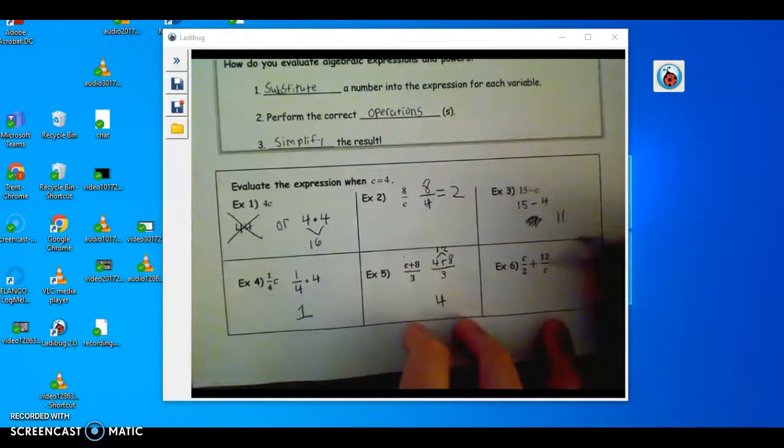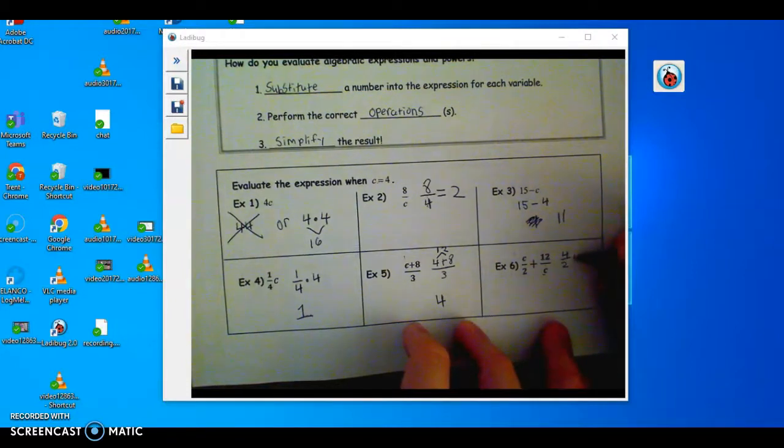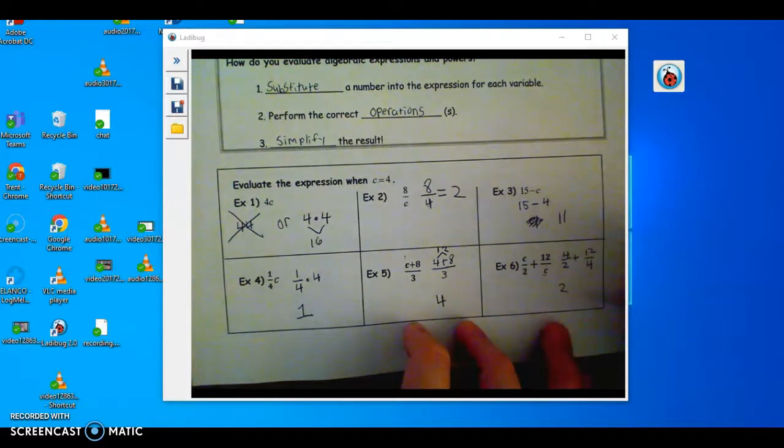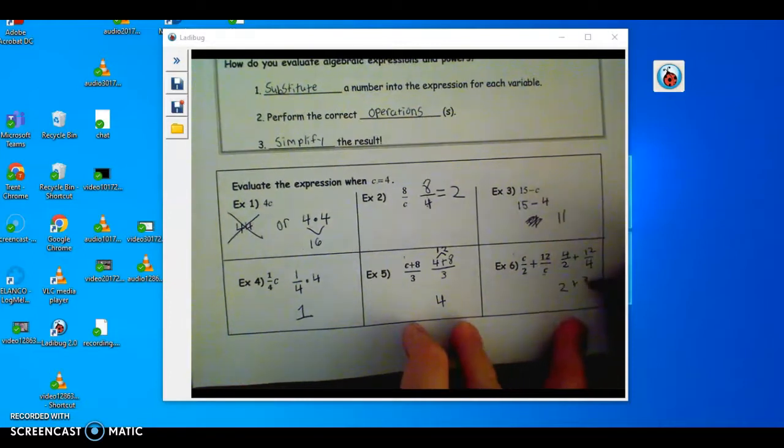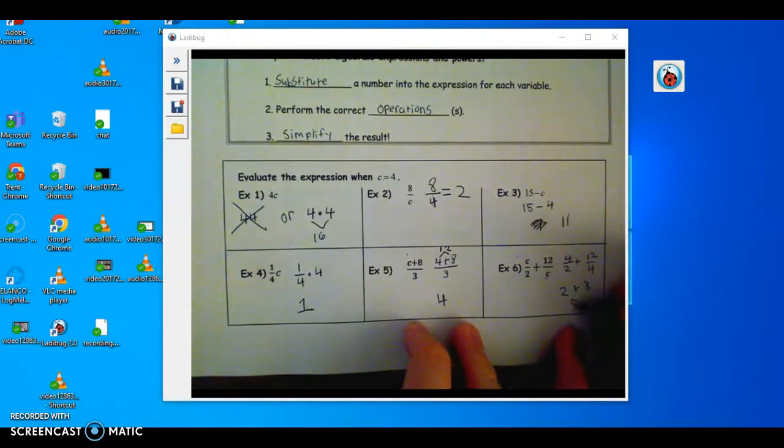And in example 6, we have c over 2 plus 12 over c. I have two variables here, but that is fine. It's the same variable, so they're both equal to 4. 4 over 2 plus 12 over 4. Now we simplify. 4 over 2 simplifies to 2, 4 divided by 2 is 2. Plus 12 divided by 4 is 3. 2 plus 3 is 5.